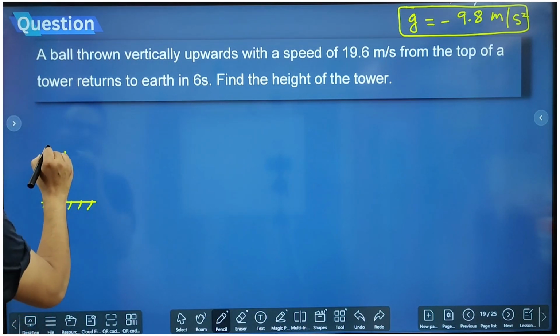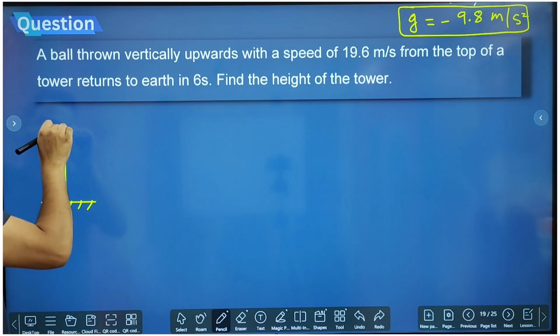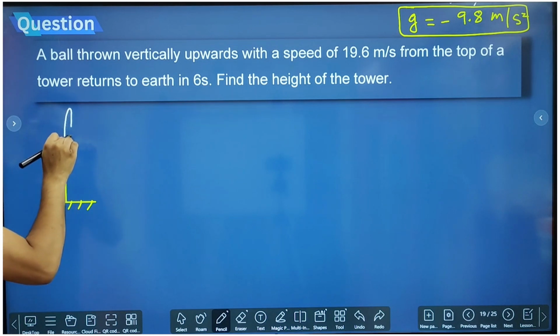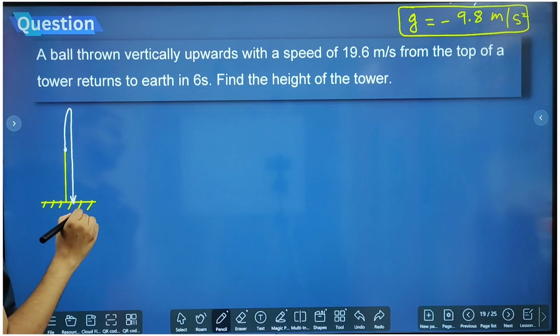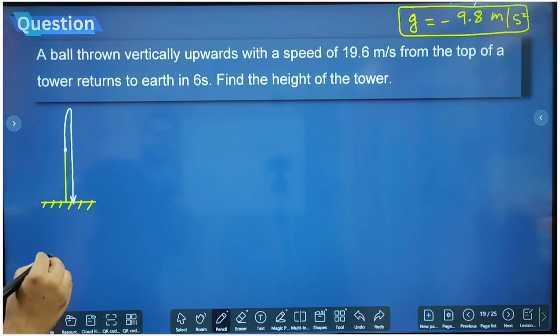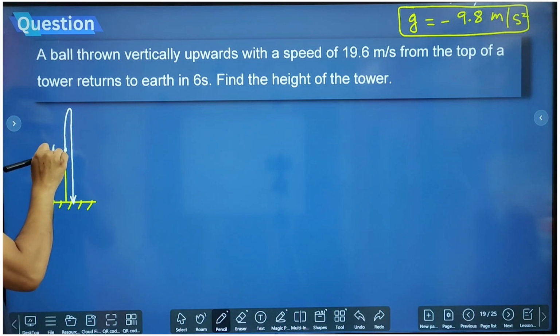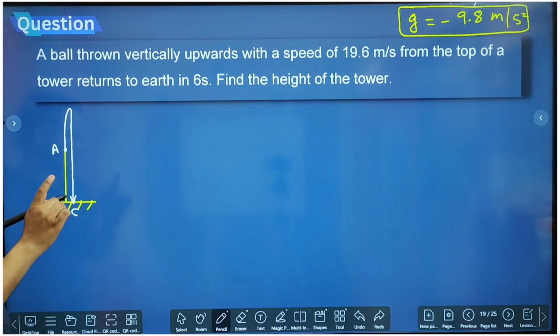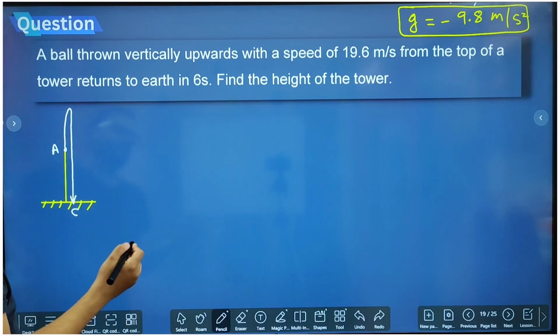It is given that a body is thrown, suppose this is a tower and the body is thrown in the upward direction from the top of this tower and it finally returns to earth in 6 seconds. The total time from, suppose, this point A to this point C, the total time is 6 seconds. And we have to find the height of the tower.